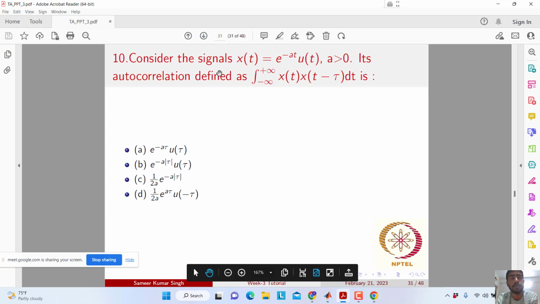Okay. Now question number 10. Question 10 is, consider signal xt. Its autocorrelation defined as. Again we have to calculate autocorrelation, and the formula is given. Just put these values, change the limit, or let me know the answer. Question is clear?